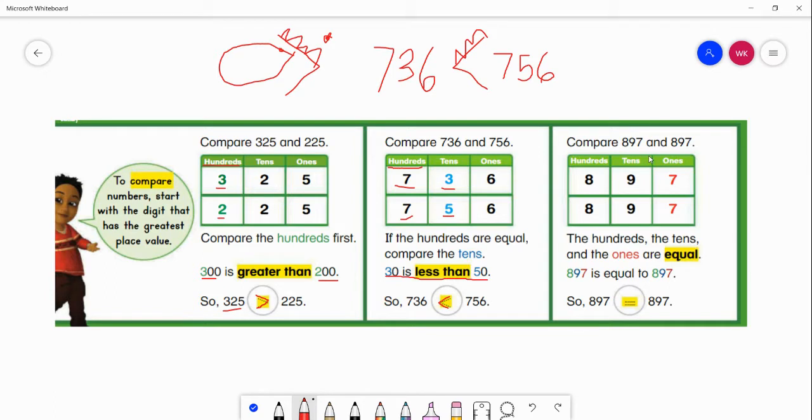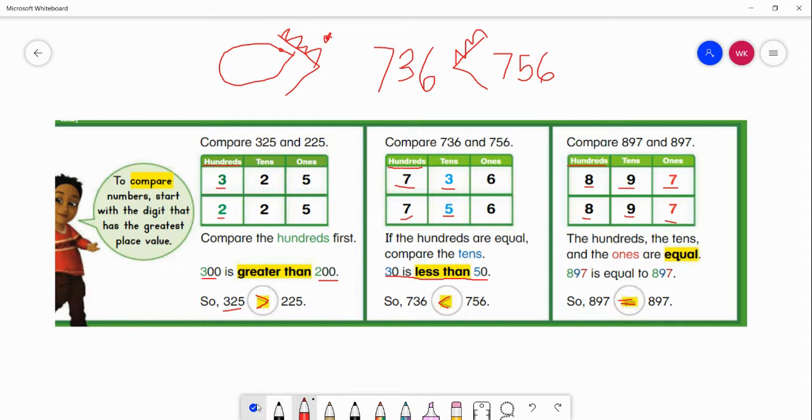And last but not least, our next one is 897 and 897. First you want to look at the greatest place value, and that's the hundreds. We have an 8 and an 8, or 800. Those are the same values. Let's look at the tens. We have a 9 and a 9 in the tens place, or 90. That has the same value. Let's look at the ones. We have a 7 and a 7. The hundreds, the tens, and the ones all equal each other. They all have the same value. So we would write the equal sign. 897 is equal to 897.